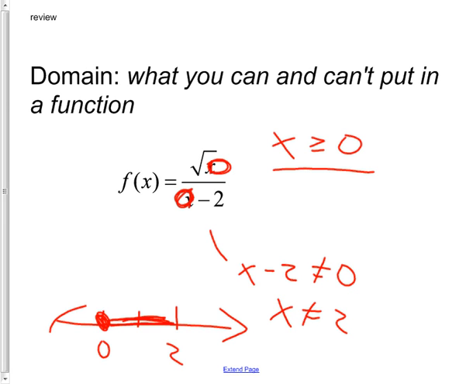And does 2 work or not? Well, I try it. I stick it in here. Does it cause a problem? Doesn't cause a problem on top. Does cause a problem on the bottom. Can't be 2. Then you check things like 3. And does 3 work? Yeah, 3 isn't a problem. So it works out there. Does like -1 work? Nope. As soon as I put a negative under the root, won't work. Doesn't work. Okay, so that's how you do domains.